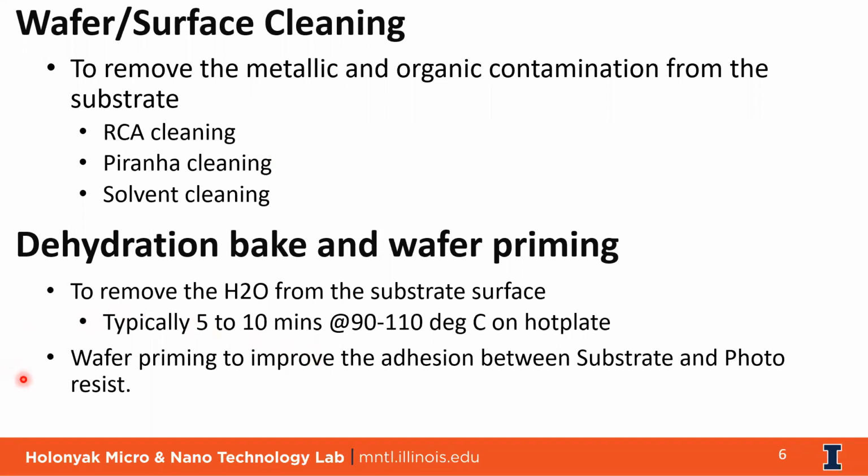And the next one is called wafer priming. We do this process in order to improve the adhesion between the substrate and the photoresist. Usually we use the chemical HMDS to improve the adhesion. There is dedicated HMDS coating equipment at HMNTL where you place your wafer and heat it up to 110 degrees Celsius. Then you purge the HMDS into the wafer chamber, and you get a very thin monolayer of HMDS coated on your surface.